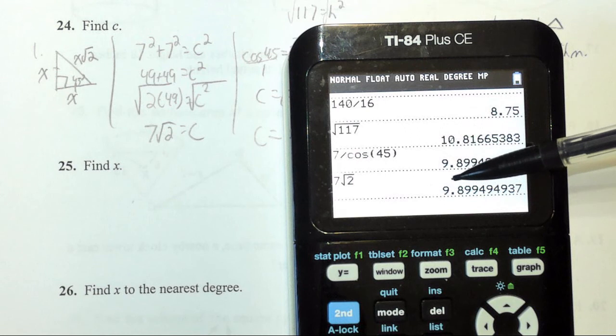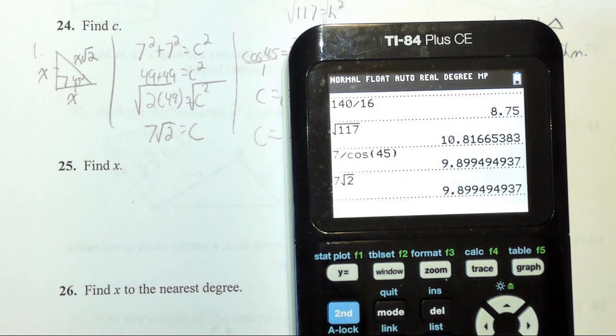Again, because it's multiple choice, if you have 9.899, you can always verify the correct answer using your multiple choice elimination methods.